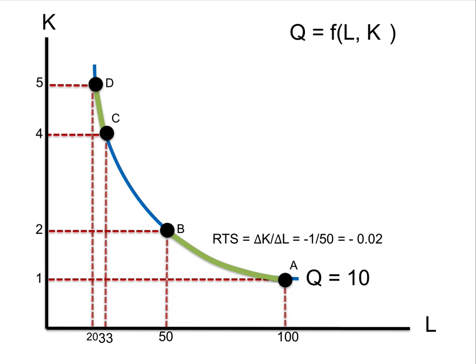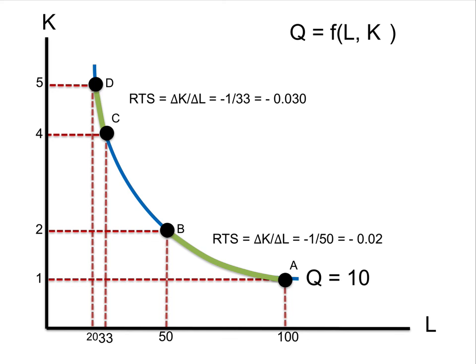The pattern is clear. The marginal product of capital falls as the firm uses more of it. The same happens to the marginal product of labor, which decreases as the firm uses more labor. Again, what we just discovered can also be stated by saying that the rate of technical substitution decreases as the firm uses more capital and vice versa.